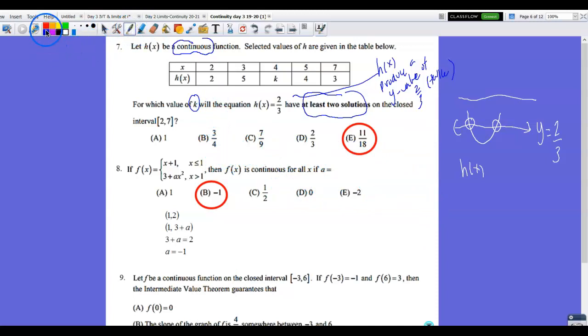All right, so if I come back up here to my table of values, let's change colors. Let's go green now. So h of 2 is right here. h of 2 produces a y value of 2.